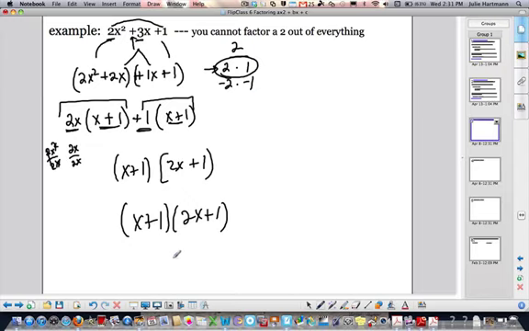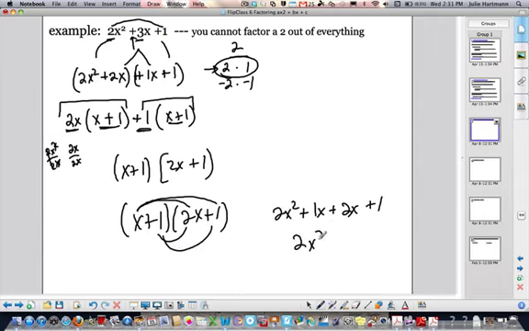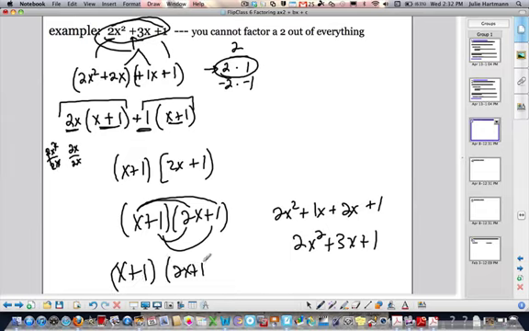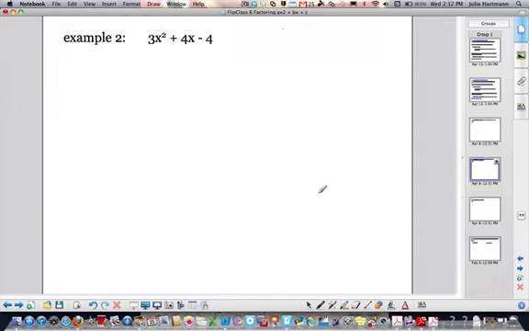And let's multiply that out just to make sure. If you do x times 2x, it's 2x squared. X times 1 is plus 1x. 1 times 2x is plus 2x. And 1 times 1 is plus 1. That gives us 2x squared plus 3x plus 1, which is what we started with. So right there, x plus 1 times 2x plus 1 is our factored form. Alright, seems confusing, I know. Let's do a couple more examples.